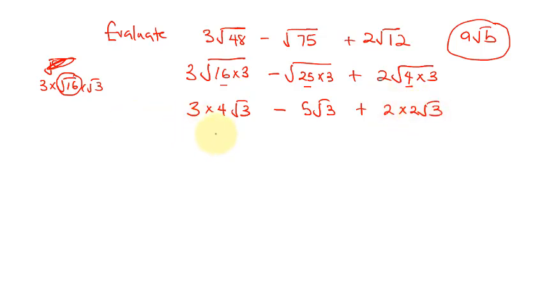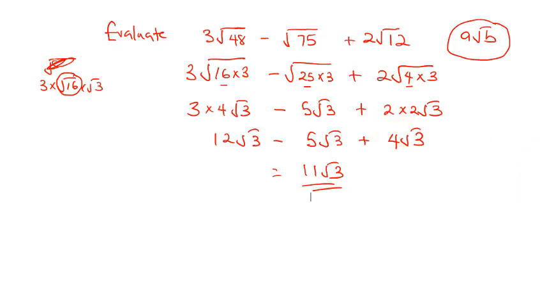So 3 times 4 is going to give me 12 root 3 minus, we have 5 root 3, and we have plus 2 times 2 is going to give me 4 root 3. Now, 12 root 3 minus 5 root 3 is going to give me 7 root 3 plus 4 root 3, and that's going to give me 11 root 3, and that's my final answer. So as easy as that, you can evaluate several questions on surds.